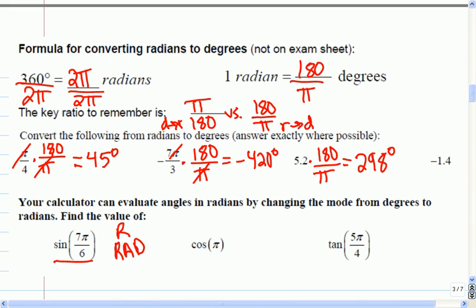So in mode, I'm going to change mine to radian. Now I can evaluate this directly. I don't have to do the conversion. I can just put it in my calculator. It'll do the sine of 7 pi over 6 for me.